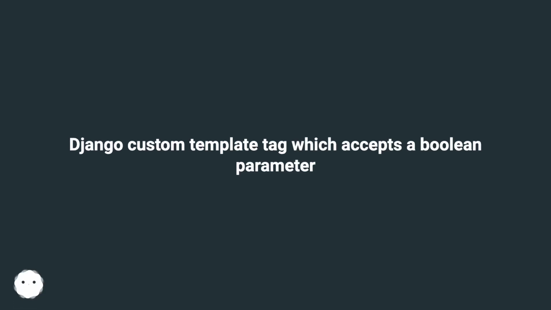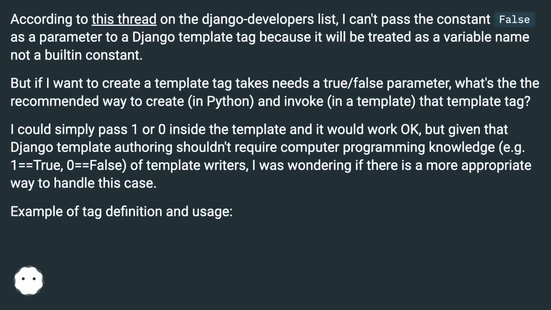Django custom template tag which accepts a Boolean parameter. According to this thread on the Django developers list, I can't pass the constant false as a parameter to a Django template tag because it will be treated as a variable name, not a built-in constant. But if I want to create a template tag that needs a true or false parameter, what's the recommended way to create, in Python, and invoke, in a template, that template tag?